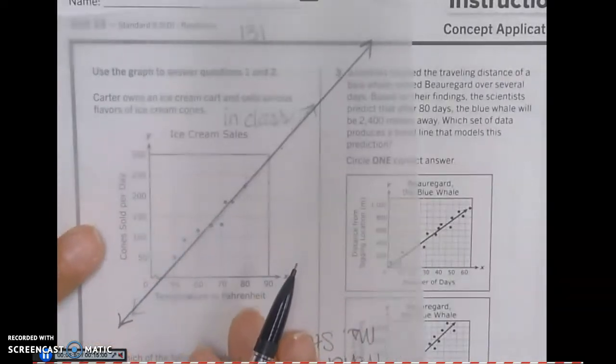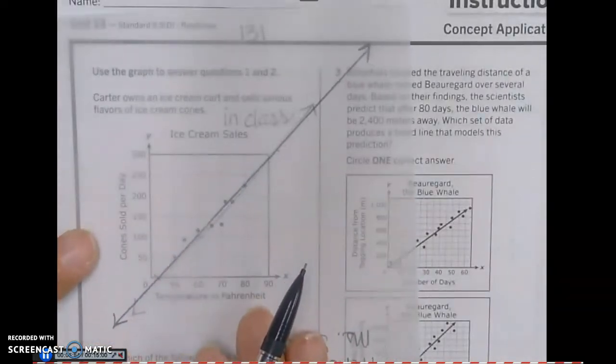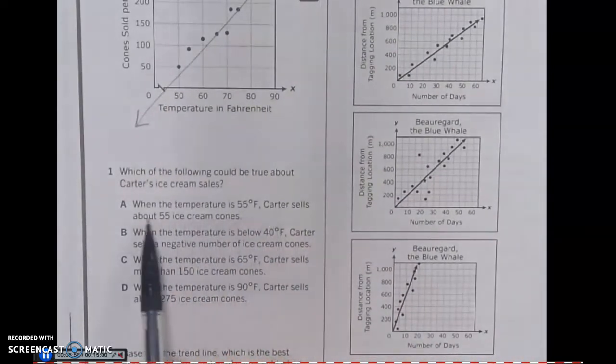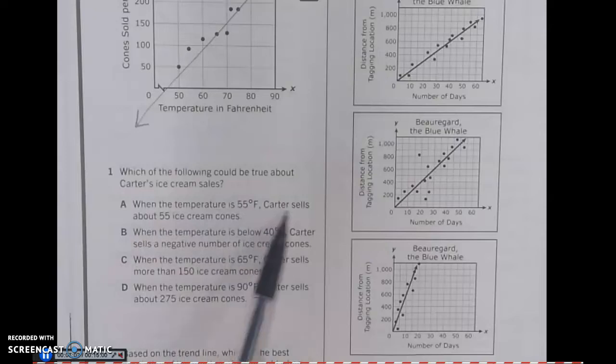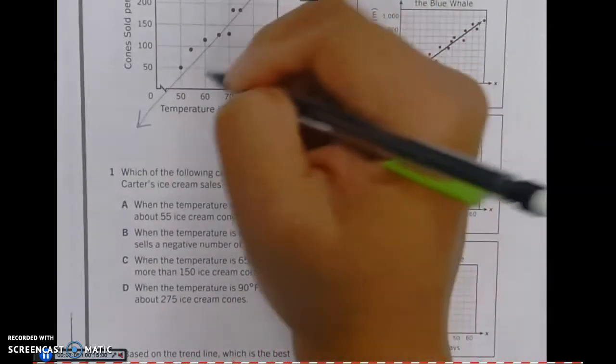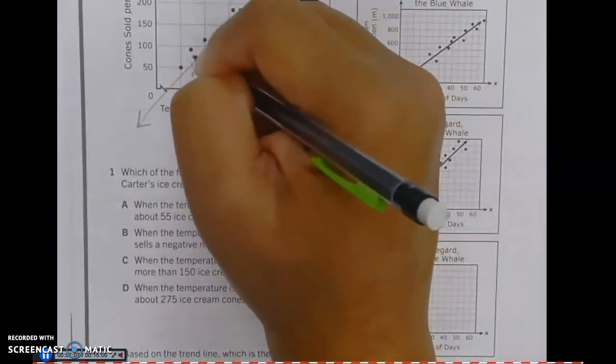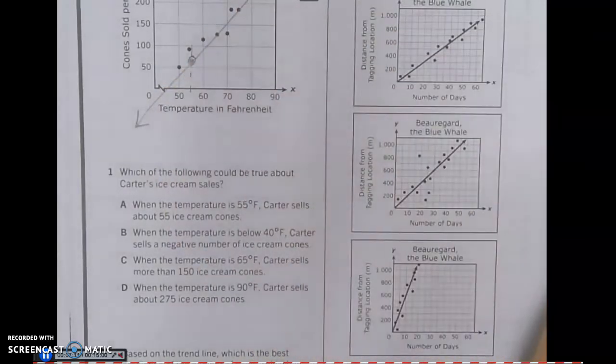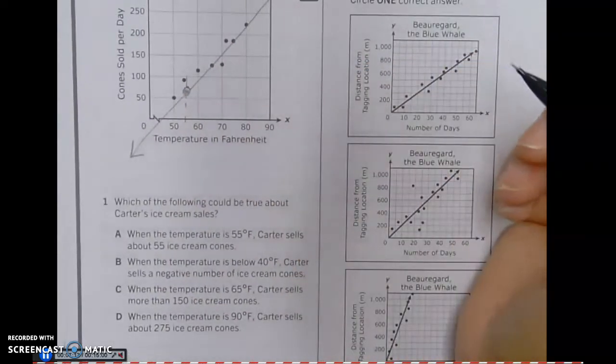So if I draw a line of best fit or if I use my patty paper, I can make a prediction here. And then I'm going through to answer these statements to see if they are true. When the temperature is 55 degrees, Carter sells about 55 ice cream cones. So I'm going to go to about 55. And that's going to be about right here. Make my point big because it's an estimate.